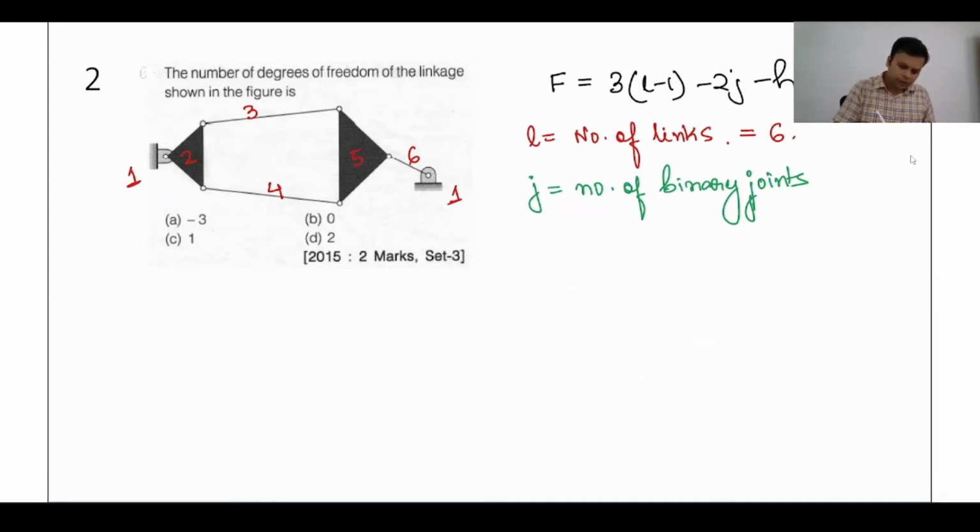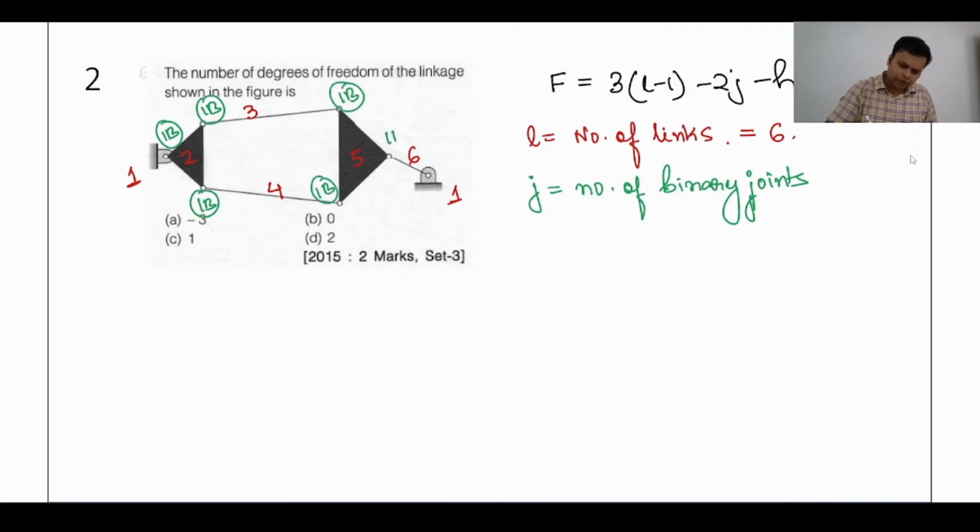Now, let us see. You can see this is one binary joint. Links 1 and 2 are meeting here. This is one binary joint. Links 2 and 4 are meeting here, one binary joint. 2 and 3 are meeting here. Similarly, this is one binary joint. This is one binary joint.